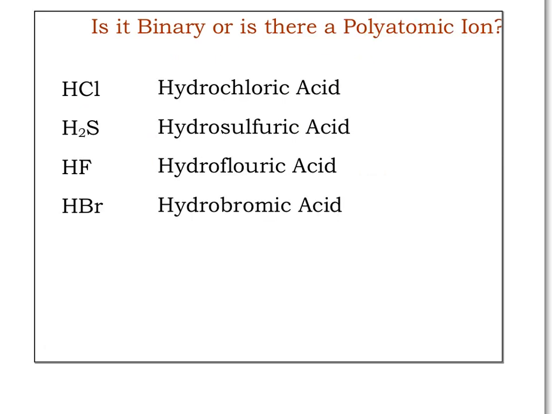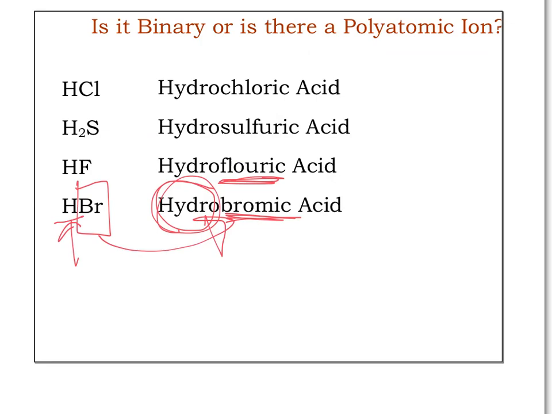Alright, so in trying these last two, HF is hydrofluoric because it's fluorine. HBr is hydrobromic because it's bromine. So all we're doing again is adding hydro in front. We know it's an acid because it's starting with hydrogen. Then we have our anion that we're just changing the name of. Instead of bromine, it's bromic. And then we're adding acid at the end.